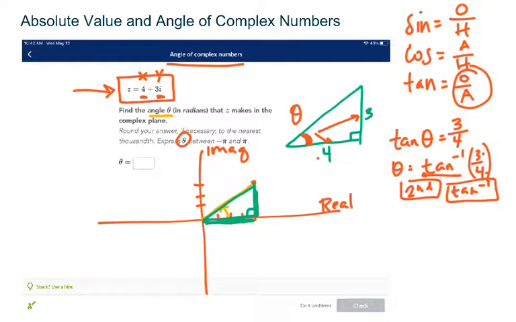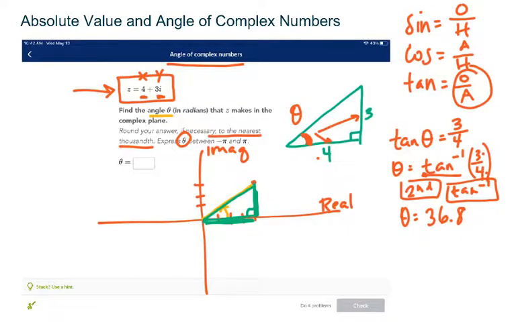So once you divide 3 divided by 4, you get 0.75. And then if you hit the inverse tangent button, you get 36. And then in the instructions, it wants you to round your answer to the nearest thousandth. So I'm going to go ahead and go out to the thousandth place right now. So I'll do 8.